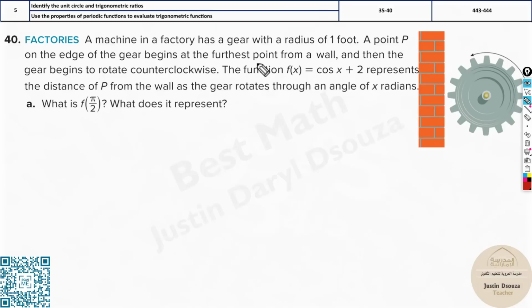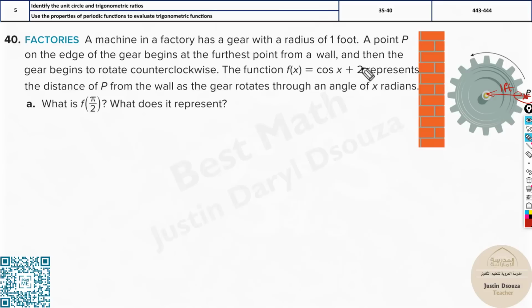Now, the last question in this topic. A machine in a factory has a gear with a radius of 1 foot. So the radius over here is basically 1 foot. There's a point P over there on the edge of the gear that begins at the furthest point from the wall. You can see, if I just remove this, this is the furthest point. This is the wall, and this is the farthest point. And then the gear begins to rotate counterclockwise, that means going towards the left direction.